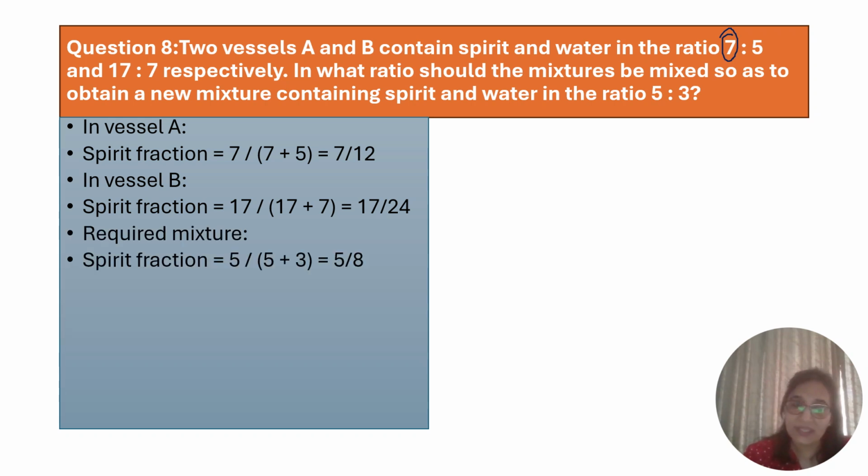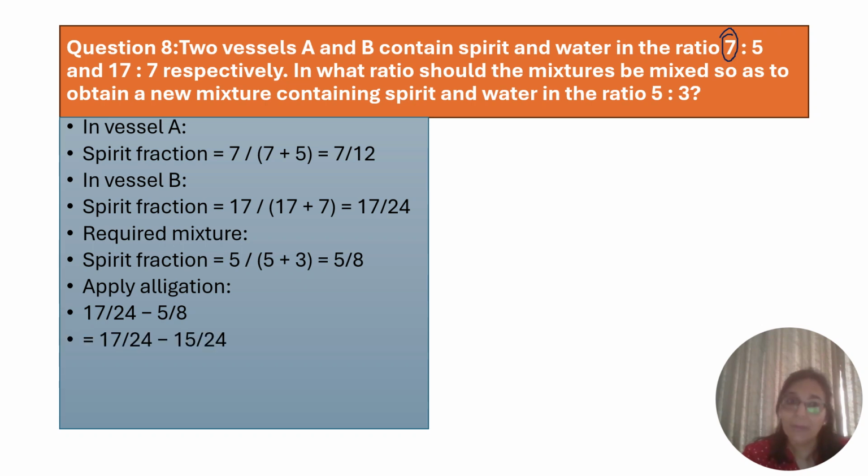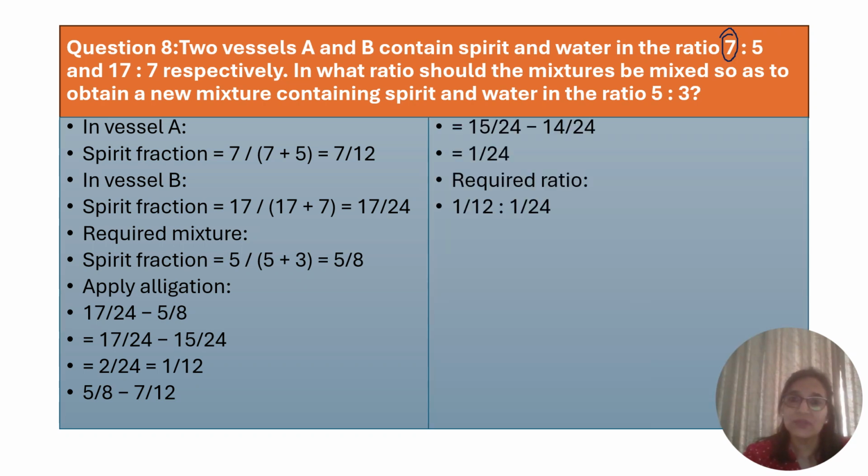So what is the required mixture when we talk about the spirit fraction? It will be 5 divided by sum of the ratio. Again it is 5:3. So here you find in vessel A and vessel B and the required mixture, we have calculated the fraction. Now here you need to apply the rule of alligation. So 17 upon 24, which is your spirit fraction, minus 5 upon 8, that is your required mixture. So when you calculate, you will get the required ratio, 1 upon 12 is to 1 upon 24.